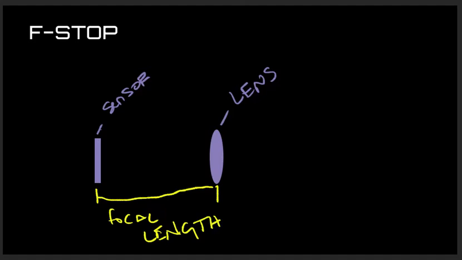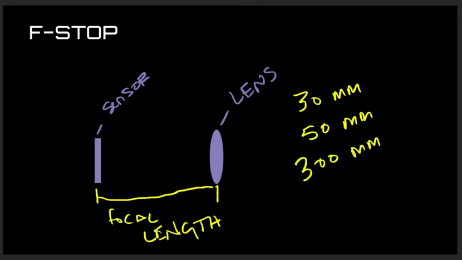So the focal length is this distance. And so oftentimes you'll see lenses labeled by their focal length. So you'll see like 30 millimeter, because that's what it's measured in, millimeters, or 50 millimeter, or in the case of a telephoto lens, 300 millimeters, okay? That distance becomes important for the equation.